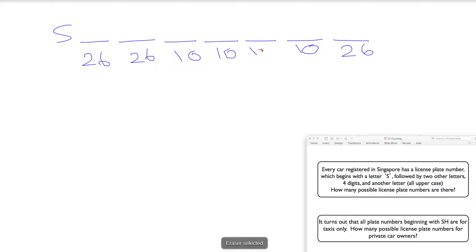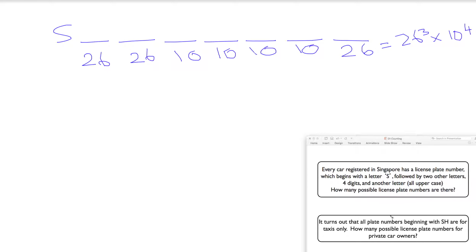Now, since we have to fill up all the slots, it's going to be a direct application of the product rule. So it's going to be 26 to the power of 3 times 10 to the power of 4. This is going to be the total number of license plate numbers that can exist in Singapore.